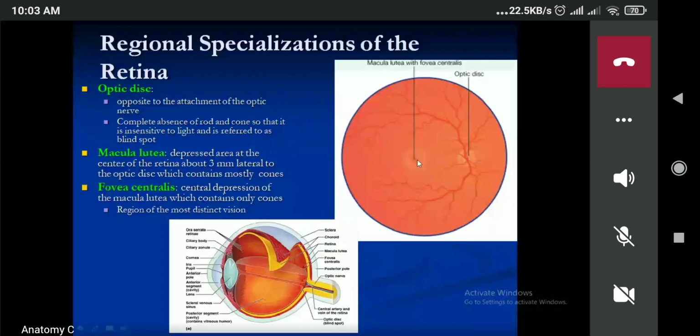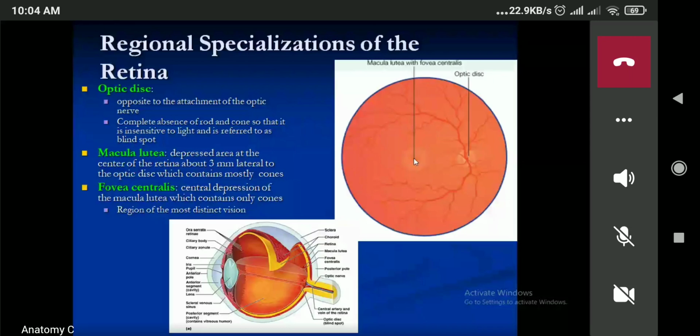Now the macula lutea, you can see the central depression of the macula lutea. The central depression of the macula lutea is known as the fovea centralis. So the fovea centralis is the centrally depressed area present in the macula lutea. This is the region of the most distinct vision, and this is one of the thinnest areas in the eye also, right? The fovea centralis. So you have to know the optic disc, macula lutea, and the fovea centralis.